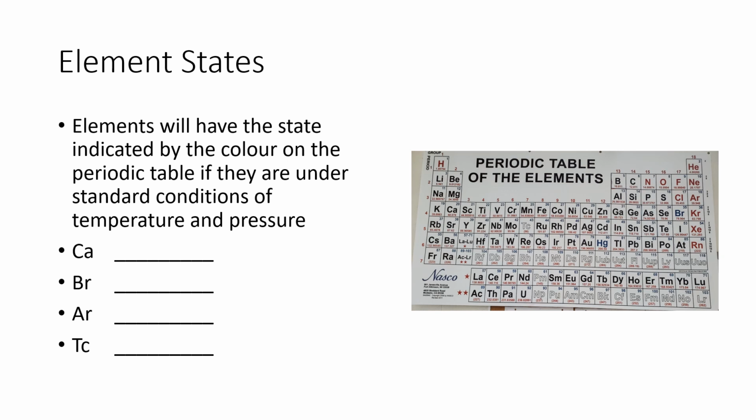Okay, so to finish things off, I just want to remind you again about how you can work out the states of different substances. For elements, it's pretty easy because you can just base it on the color from the periodic table. There's calcium, it's black. That means it's a solid. There's bromine, it's blue. That means it's a liquid. There's argon there, it's red. That means it's a gas. And technetium over here is hollowed out, which means it's synthetic, which means you don't find it in nature. You can only make it in a nuclear reactor.